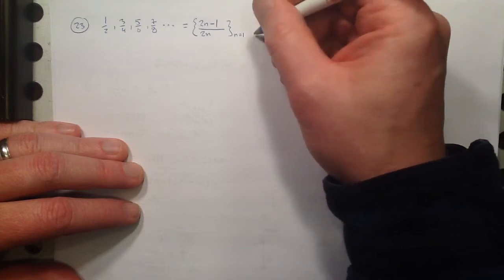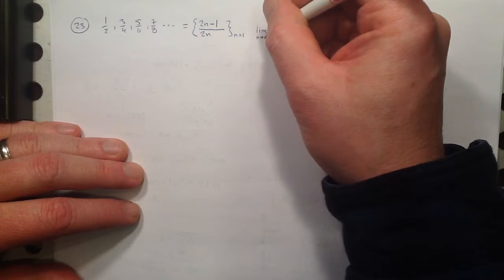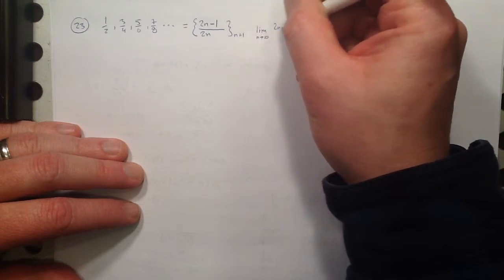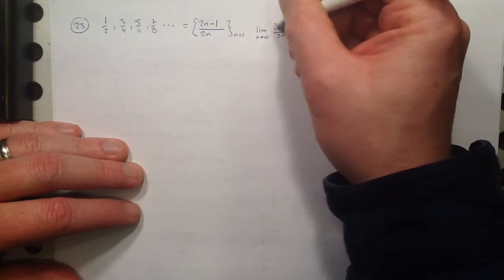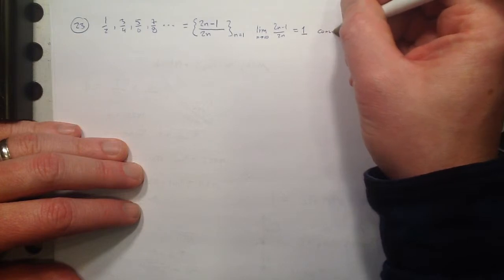Does it converge? Well, now we're back to doing what we just did before. What's the limit as n approaches infinity of 2n minus 1 over 2n? Highest power, top and bottom, are the same. So 2 over 2 is 1. So it converges to 1.